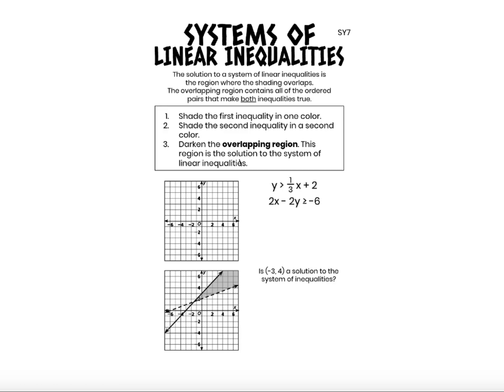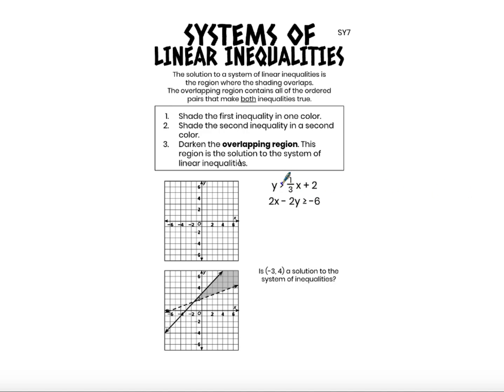Systems of linear inequalities. Just like a system of equations was a set of two or more equations using the same variables, a system of inequalities is a set of two or more inequalities using the same variables. When we're finding the solution to a system of inequalities, we're always going to do this using a graph, and the procedure is really similar to when we found the solution to a system of equations using a graph.